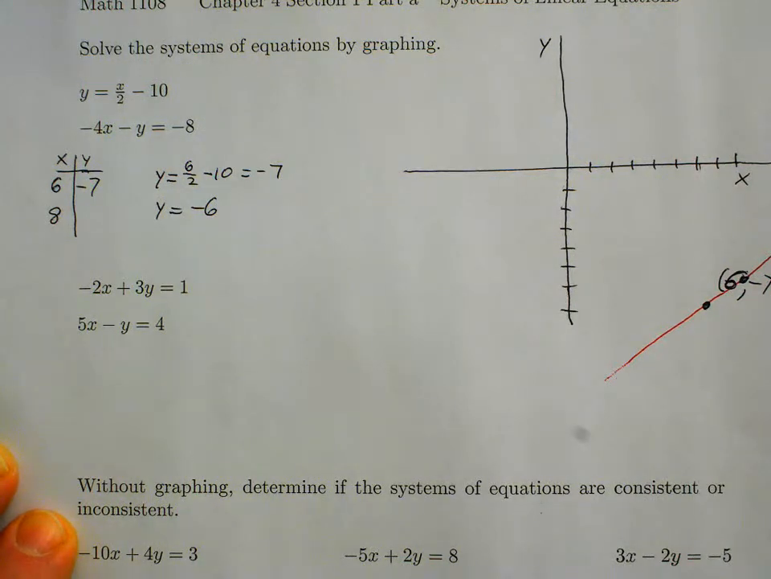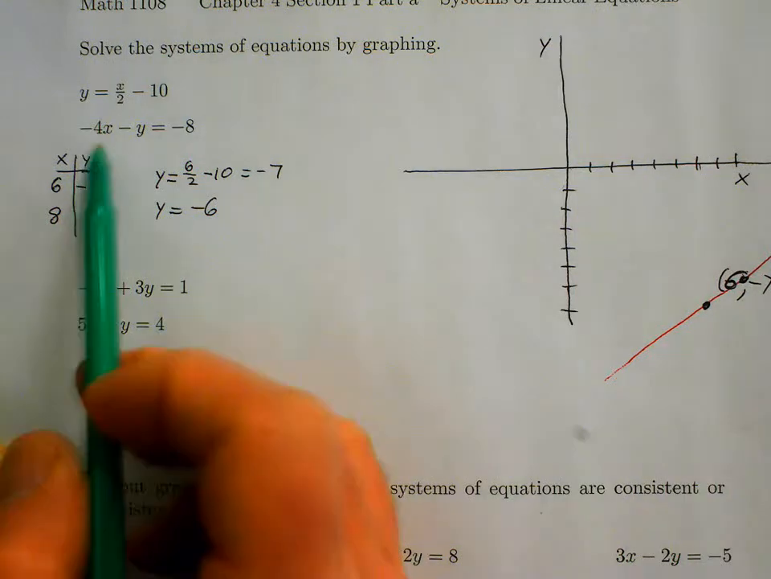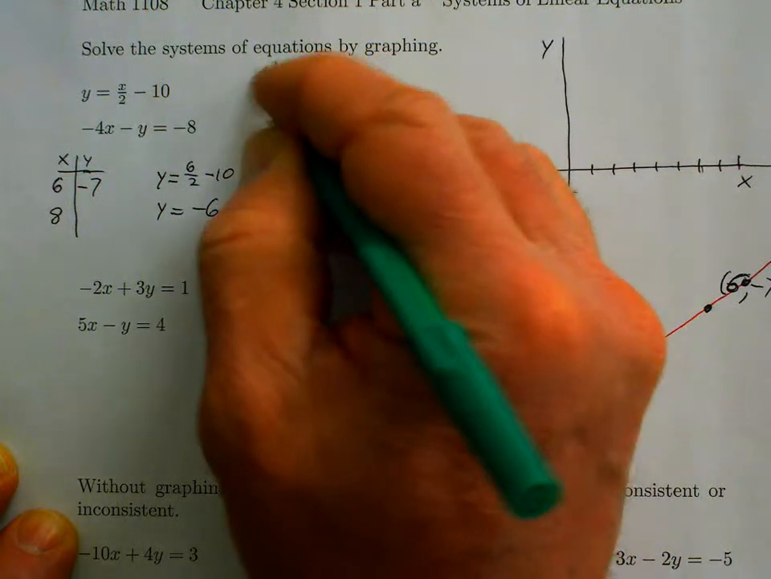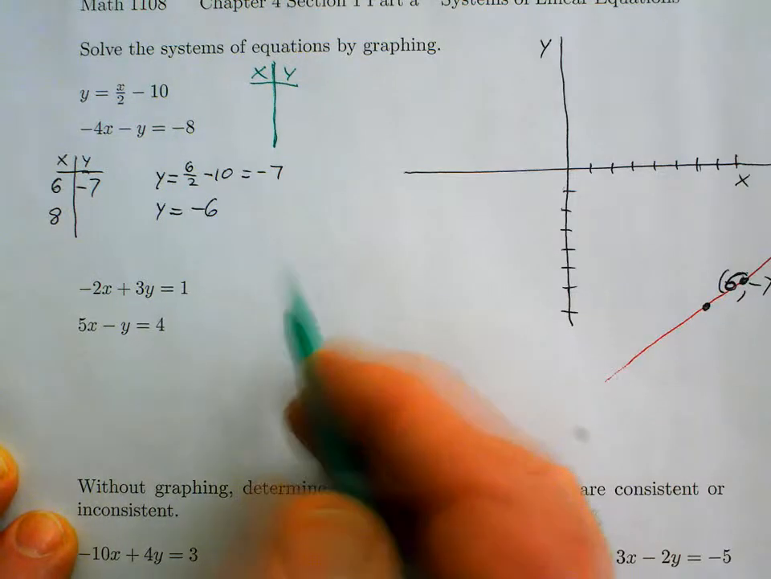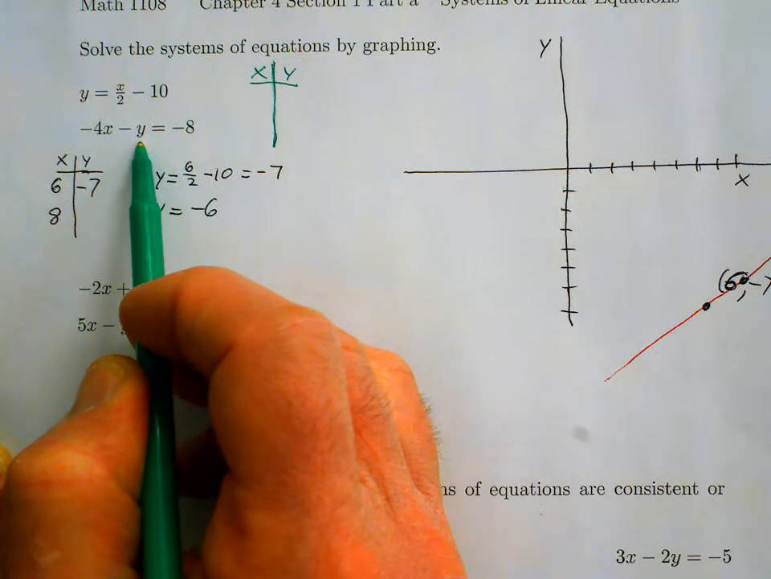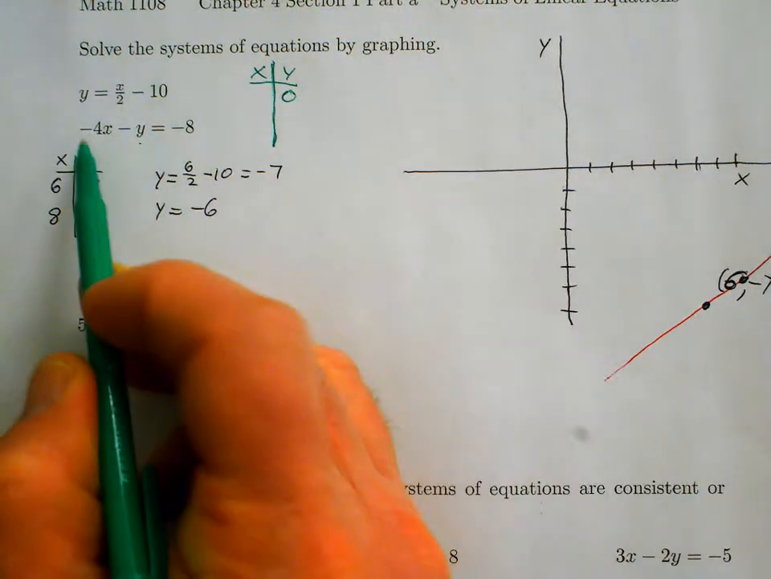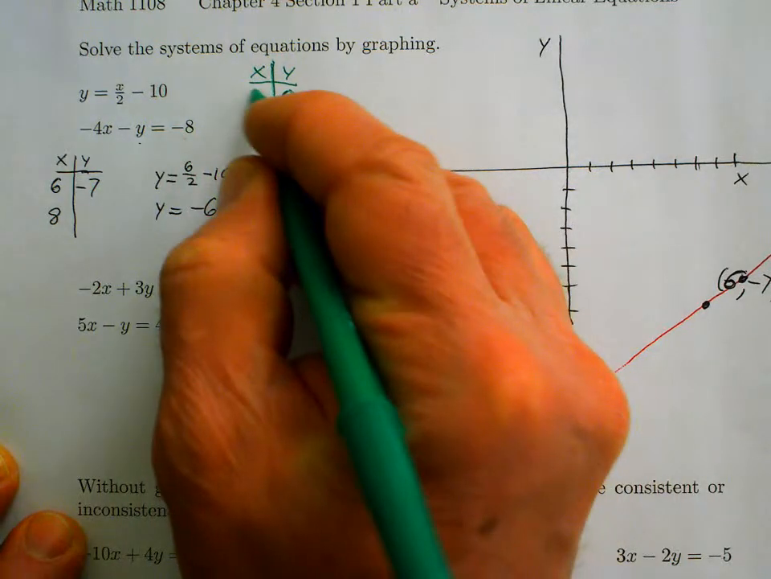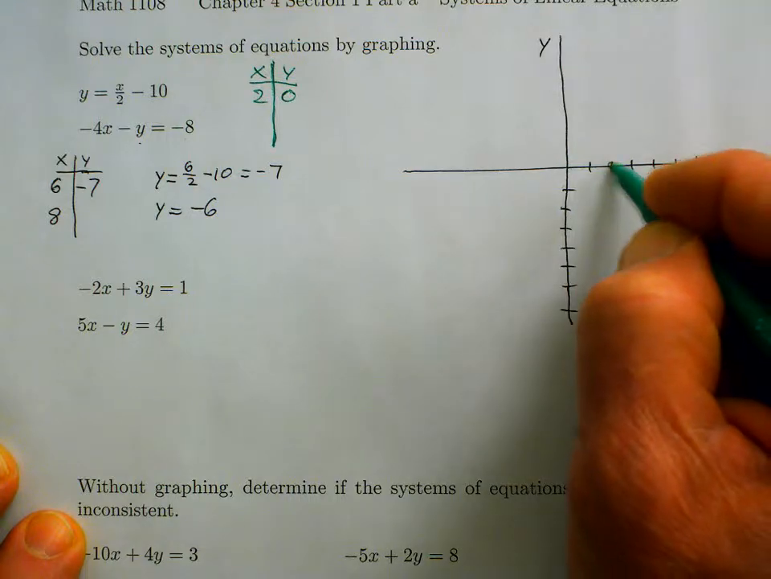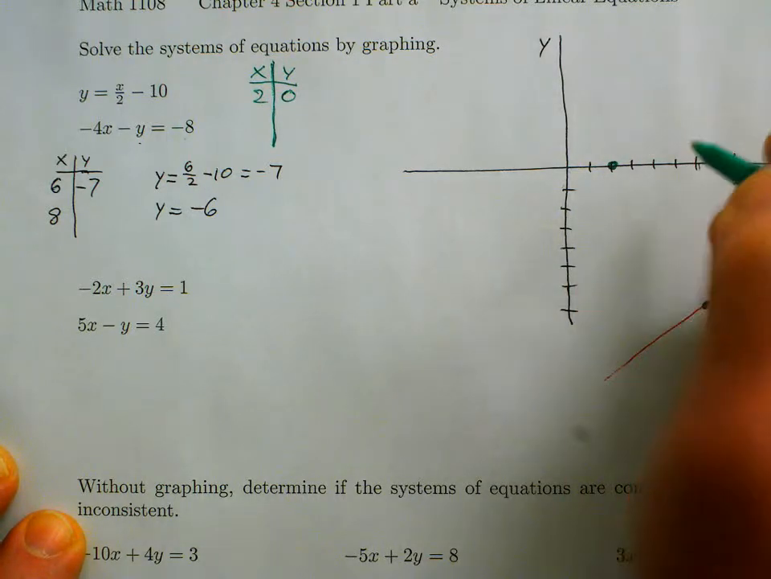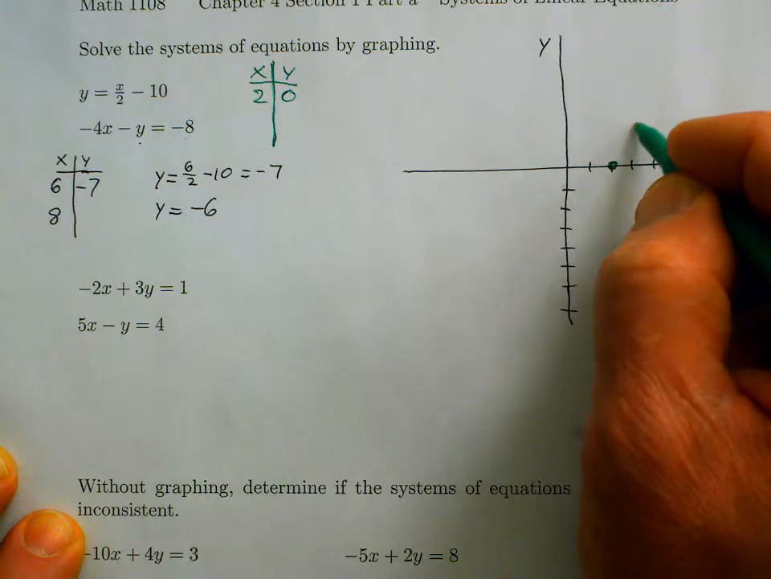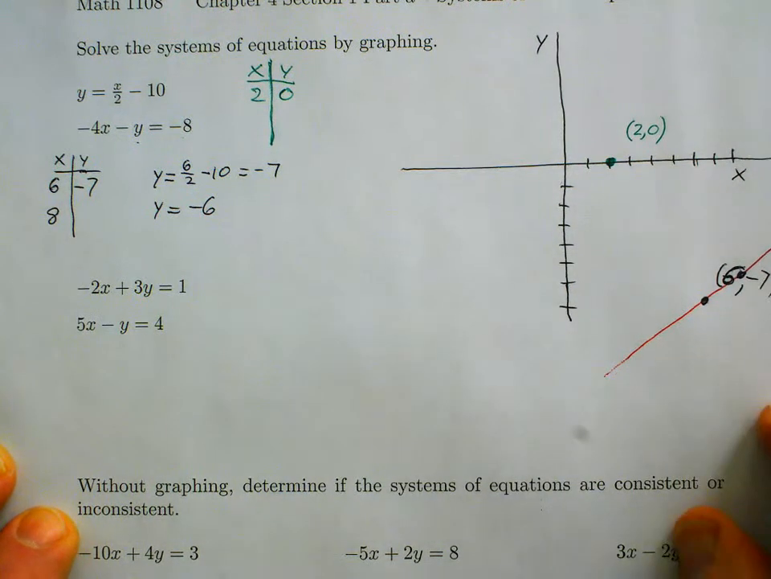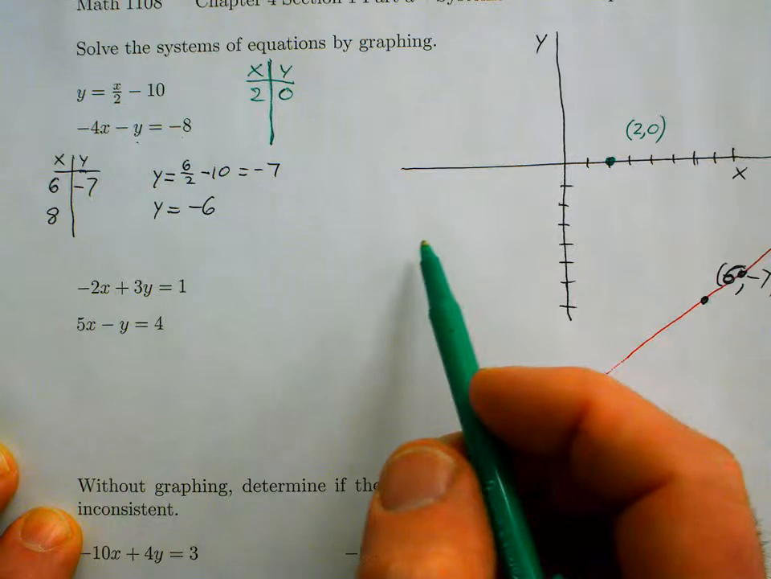Okay, now let's graph the other line. This might not be as bad. So let's see, if I pick y to be 0, then negative 4x equals negative 8. Divide both sides by negative 4, x is 2. So that's not too bad, 2, 0. And another point.